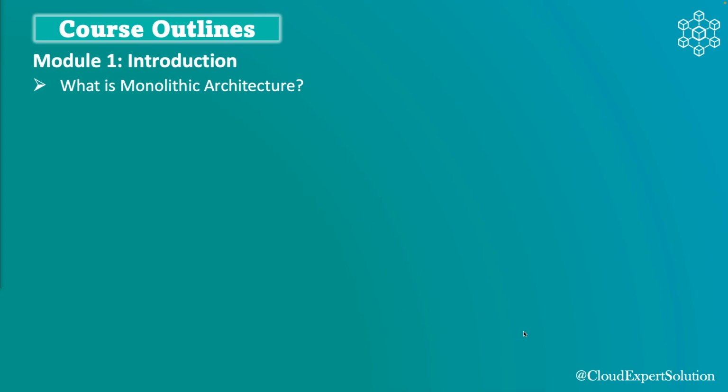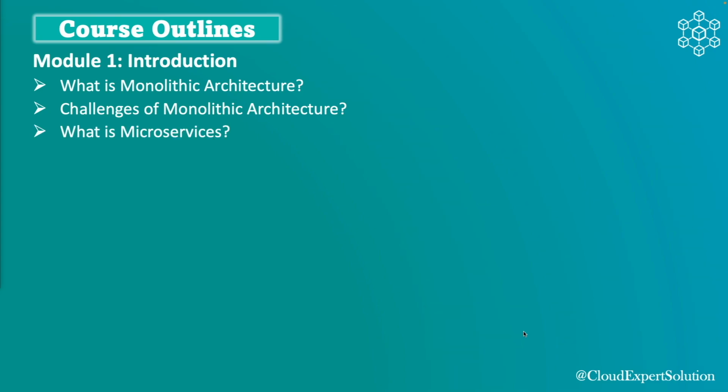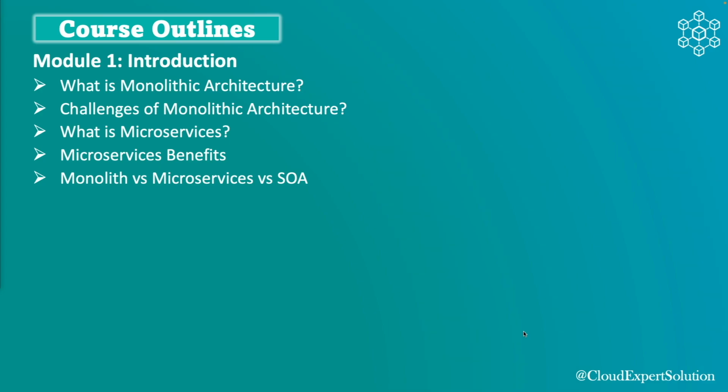Let's review the course outline first. Before explaining microservice architecture, we'll explain what is monolithic architecture. Then we'll go to challenges of monolithic architecture. Then we'll come to what is microservices and all other associated concepts. We'll see microservice benefits. Then we'll compare monolithic versus microservices versus service-oriented architectures.